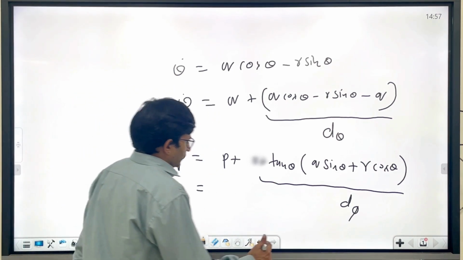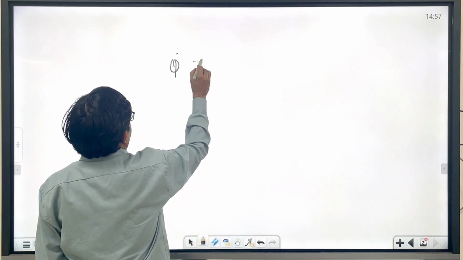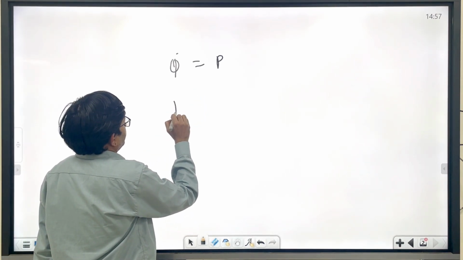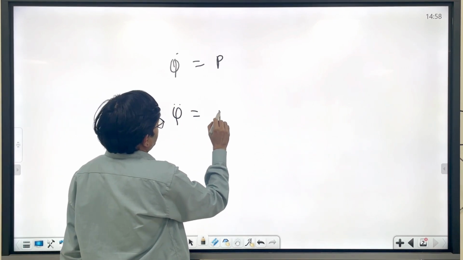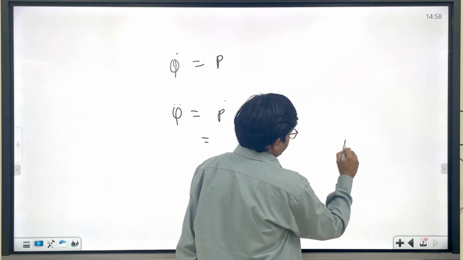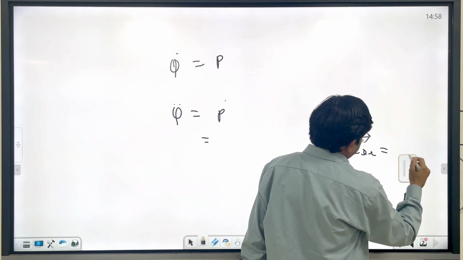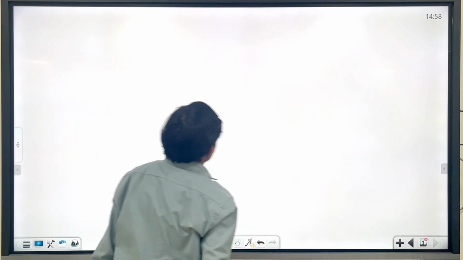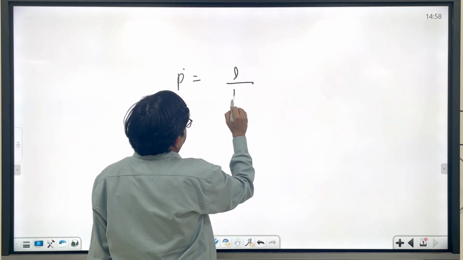As of now, let's say I am putting the disturbance as 0, so directly we can write phi dot equal to p, simple, where p is the roll rate. Now if you differentiate, you will get phi double dot equal to p dot. And what can you write for p dot? P dot times Ixx will be the rolling moment L, as we have seen in the aircraft degrees of freedom case. So p dot will be L divided by Ixx.